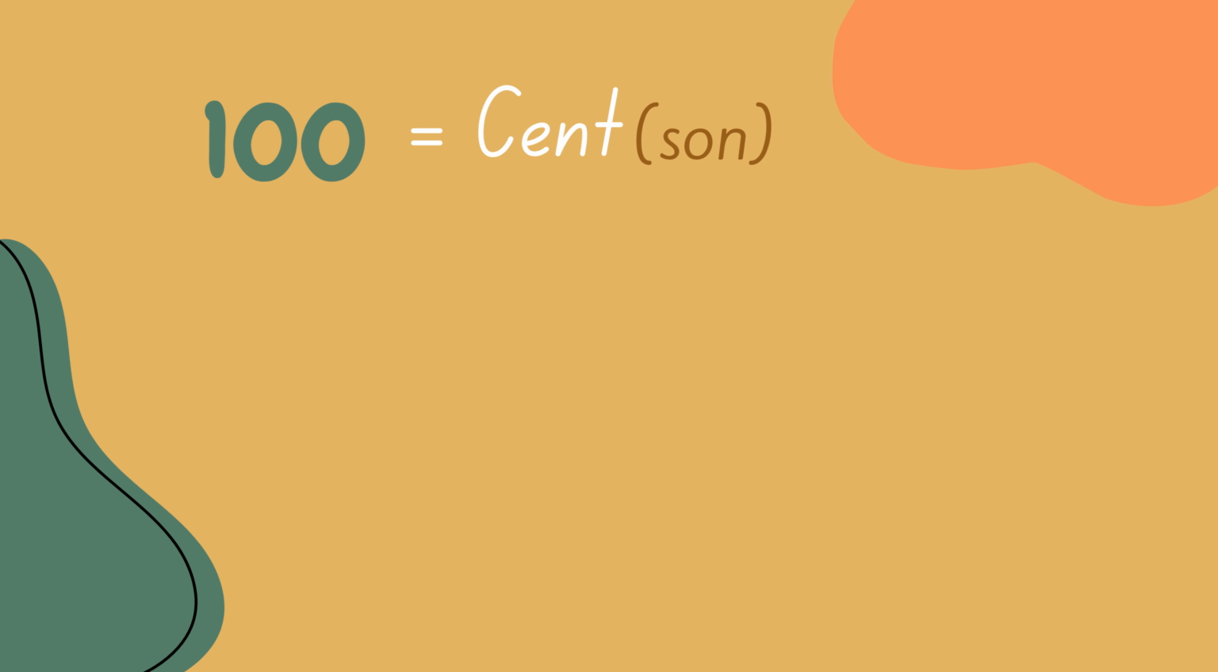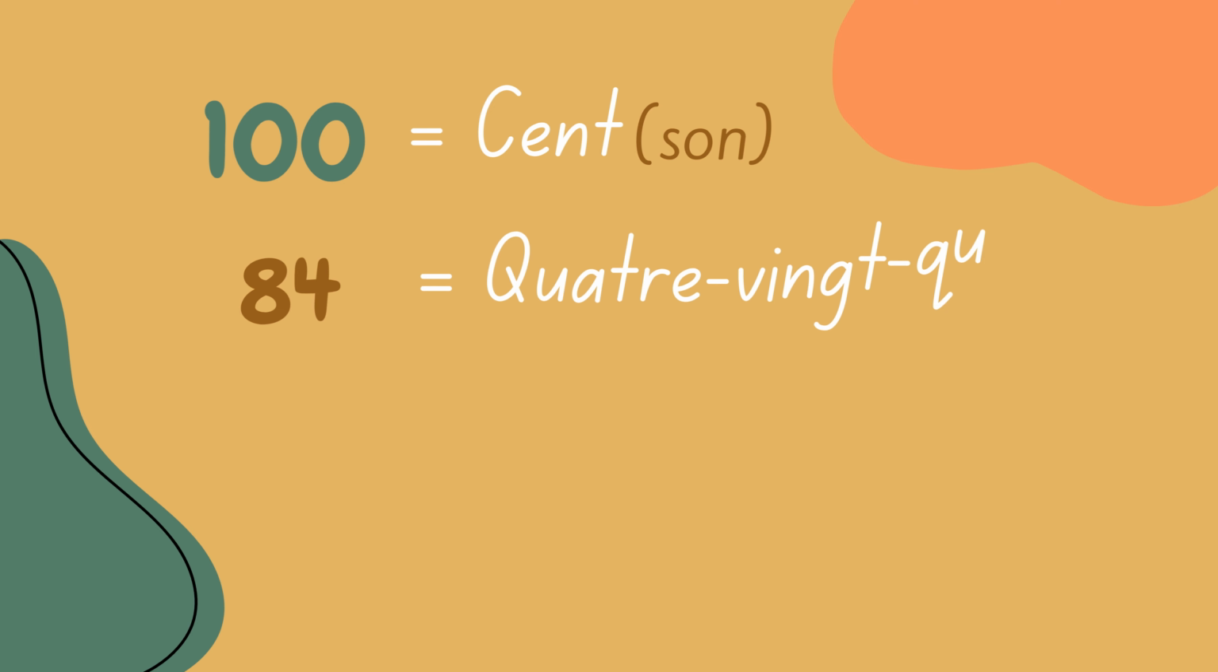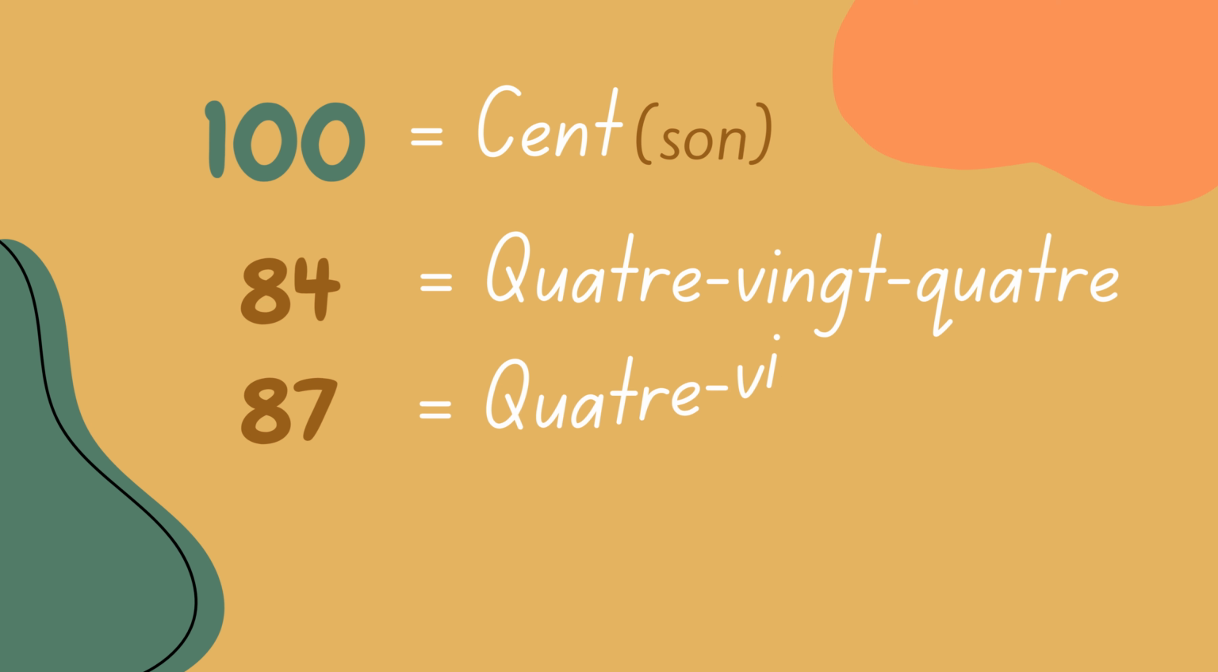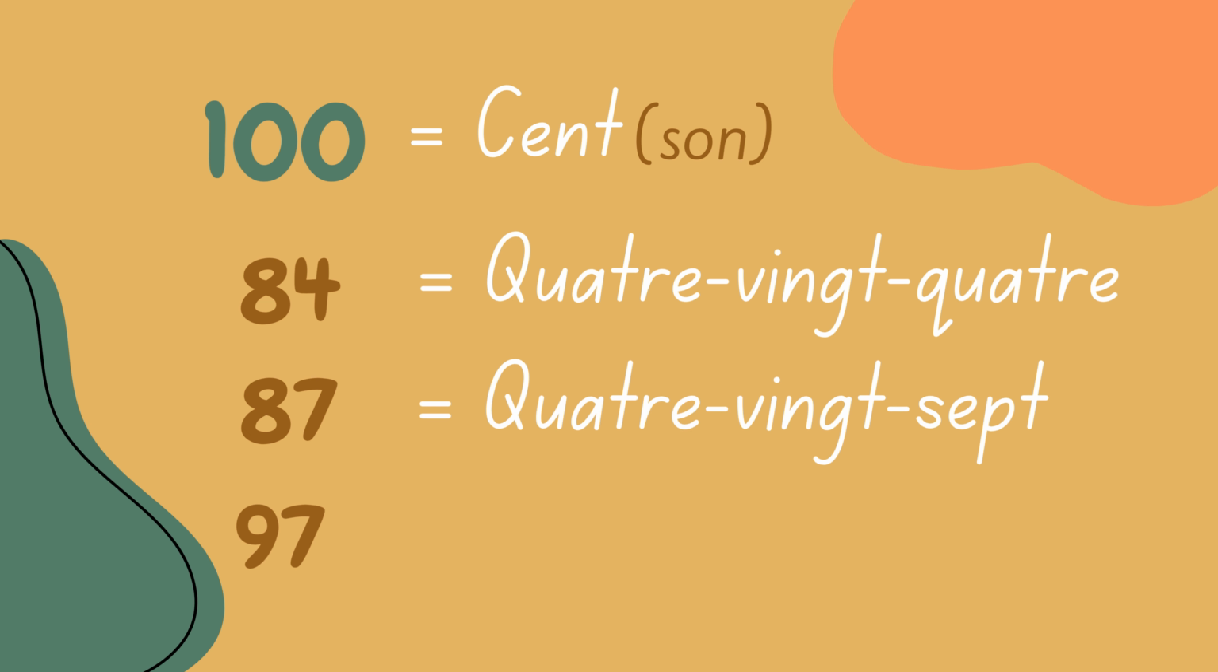Let's do another quiz. How do you say this number in French? 84. What about this one? 87. Lastly, how would we say this one in French? 97.